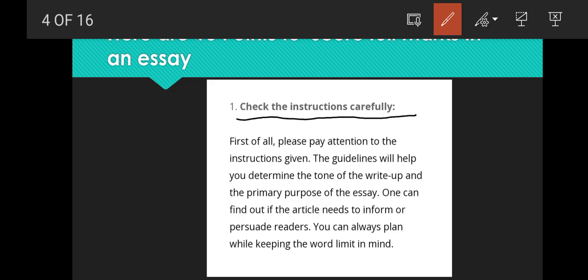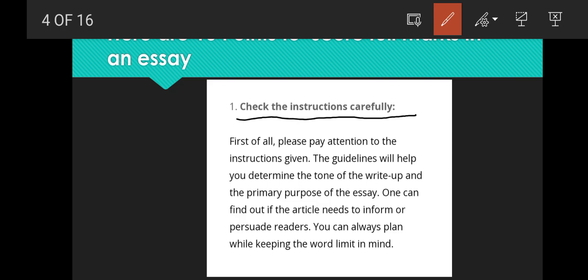The guidelines will help you determine the tone of the write-up and the primary purpose of the essay. First you glance over all 4 or 5 essay topics. Now select one and try to understand the meaning of the statement given to you. One can find out if the article needs to inform or persuade readers. You can always plan while keeping the word limit in mind.